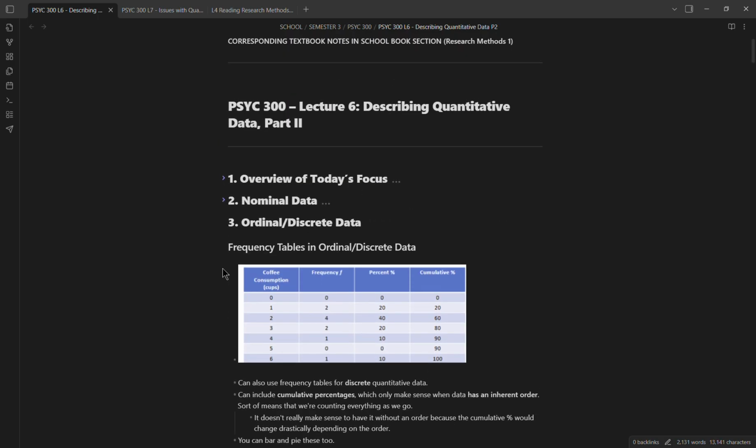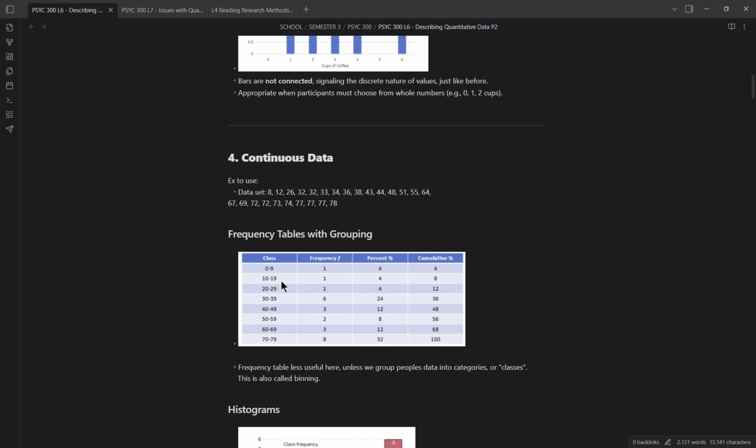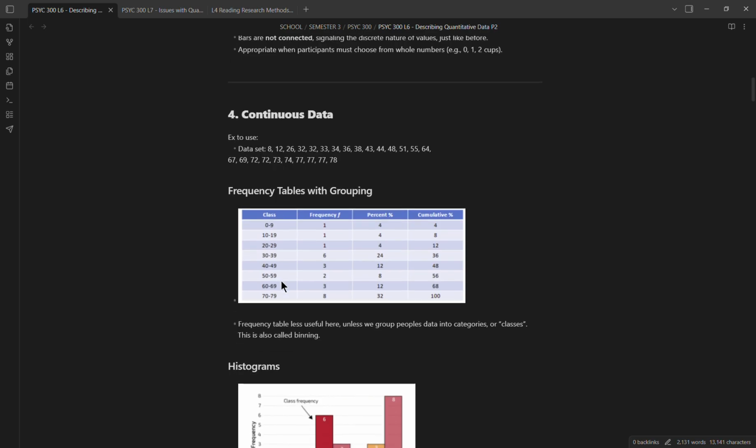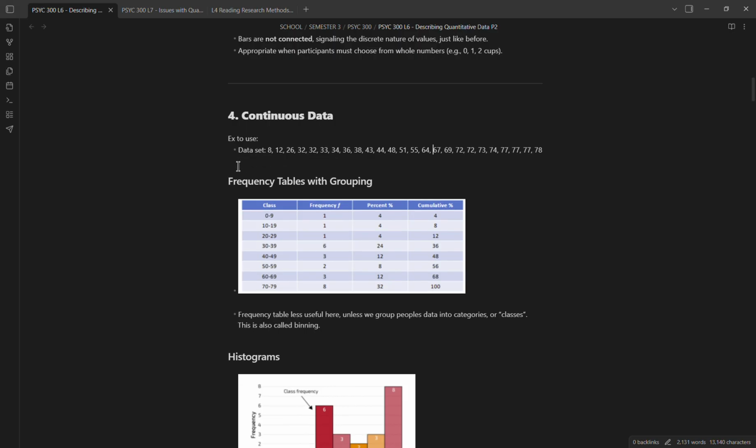Now, let's get into continuous data, right? Again, there we had our nominal data and we had our discrete data, or ordinal/discrete data. But now we're getting into our continuous data here. So we have an example data set here. It's an elaborate string of numbers. It doesn't really matter what it is.